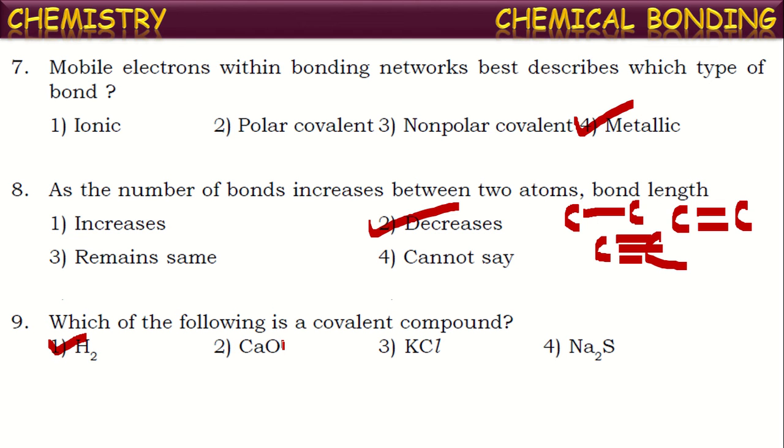HCaO is an ionic compound, isn't it? KCl is also an ionic substance. Na2S is also an ionic substance. Only H2 is a covalent substance here. In H2, both are non-metallic atoms. Both will share a pair of electrons, resulting in the formation of a covalent bond between them. So H2 is the correct answer. Next one.